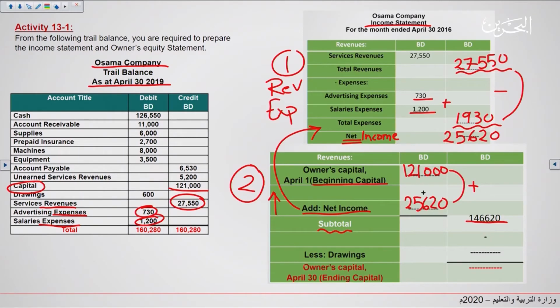Then we will work on listing the drawings or the events that will decrease the capital. We have here a drawing with 600 BD amount. We will add it here and we will subtract these two amounts to get the ending capital here, which is equal to 146,020 Bahraini dinar.